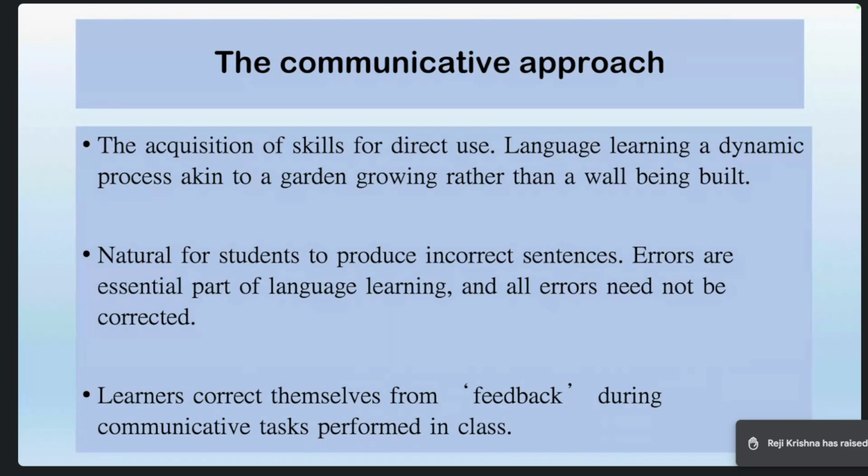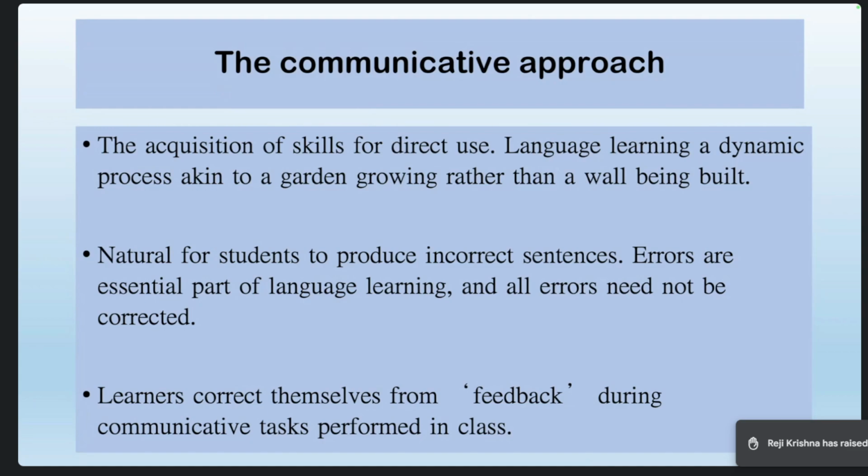Another point we remember in the communicative approach is that it's very natural for students to produce incorrect sentences. They have to produce incorrect sentences. Errors are essential. It's an essential part of language learning, and all errors need not be corrected in the class.